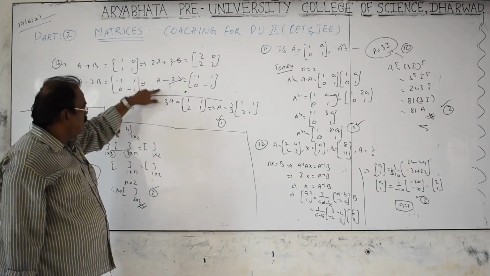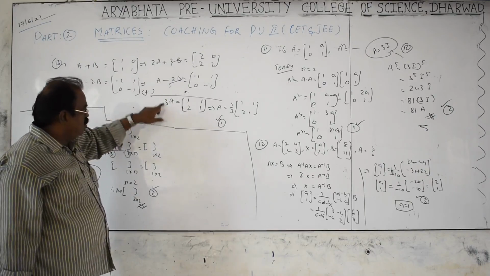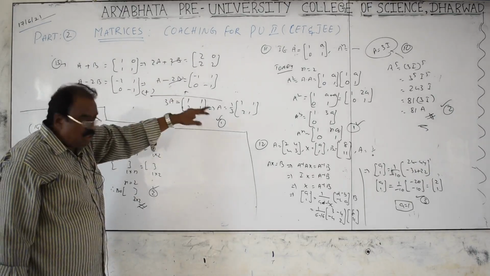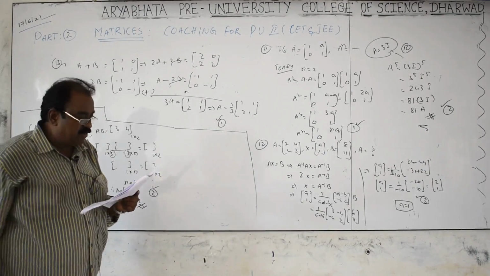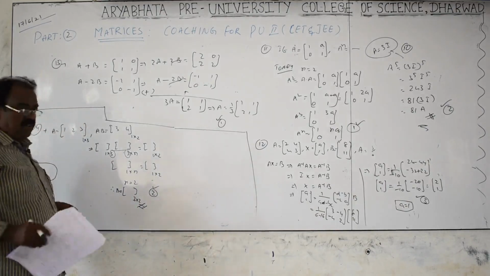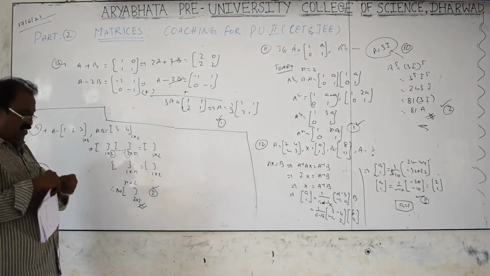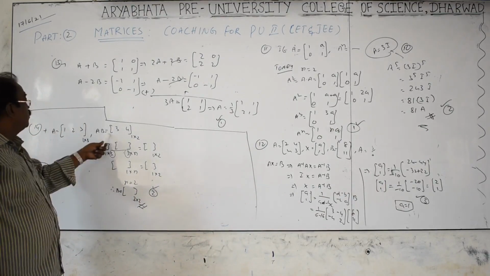So here it is 3A, but we need A only. We are asked for A only. So A is equal to, by sending 3 across, 1 by 3 times [1 1; 2 1]. That is option 1. It is simple arithmetic. Now the 14th problem. The 14th is somewhat logical, very good logic. Observe. We are given AB.